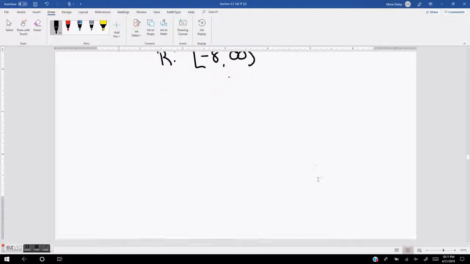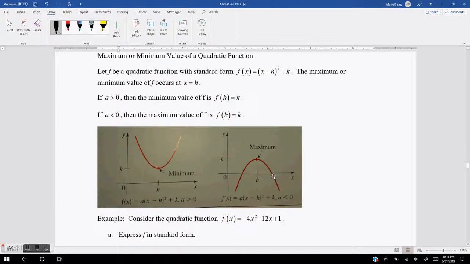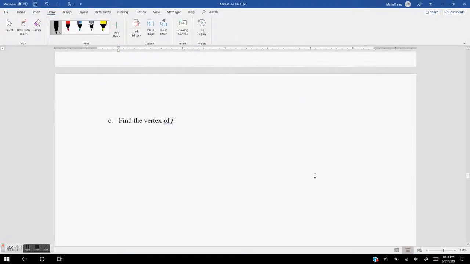The next thing we'll talk about is, as I started to mention, the maximum or the minimum. If a graph opens upwards, it has a minimum value. That minimum value takes place at the vertex. In a similar fashion, if the graph opens downwards, it's going to have a maximum value at the vertex. So the maximum and minimum values of a parabola always occur at the vertex. So let's skip ahead and look at the very last page of the notes.